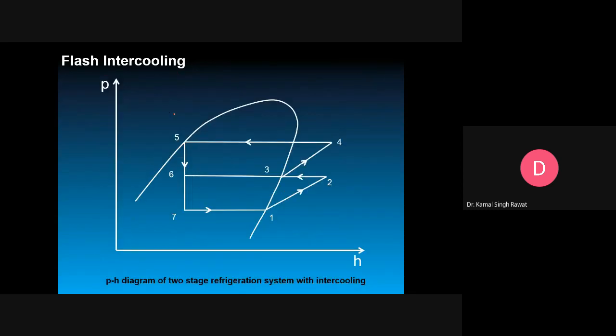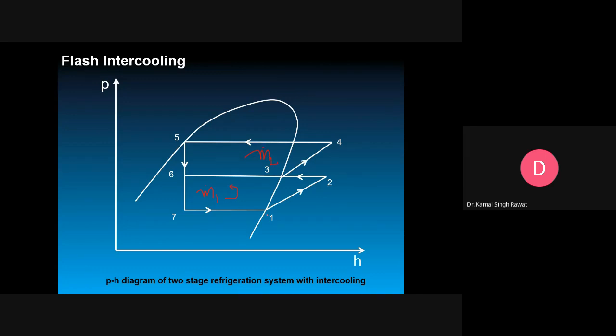Okay, so let's see the pH diagram of this multi-stage system with flash intercooling. So this is the pH diagram. As we have discussed, the mass flow rate going into the first compressor is m dot 1, and the mass flow rate going into the second compressor is m dot 2.